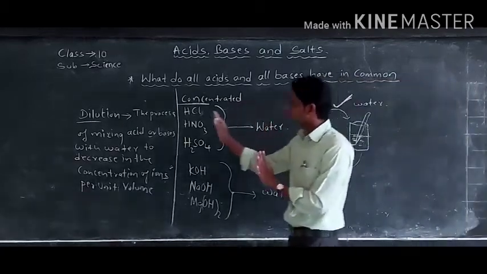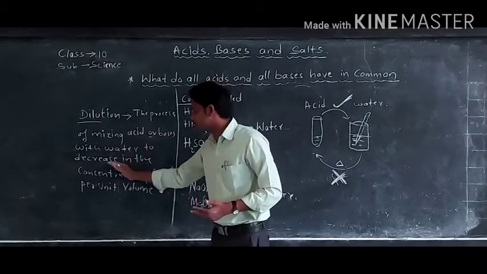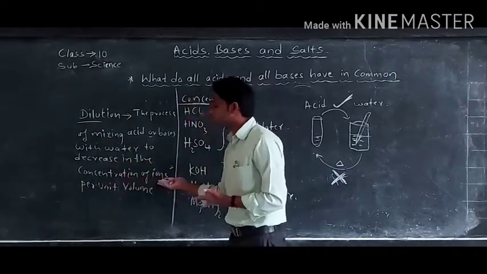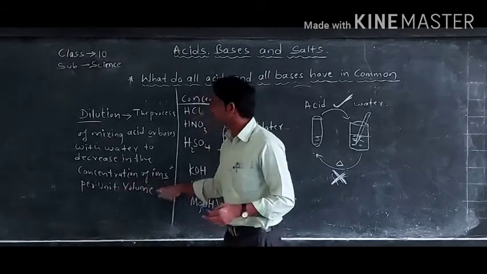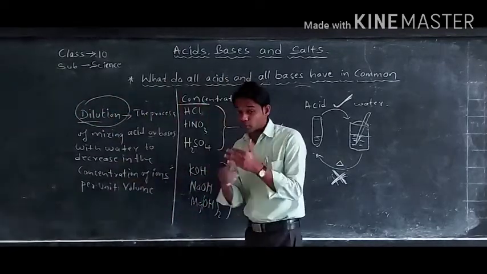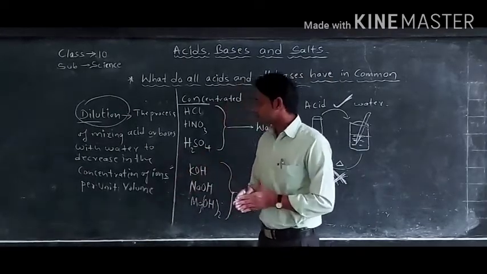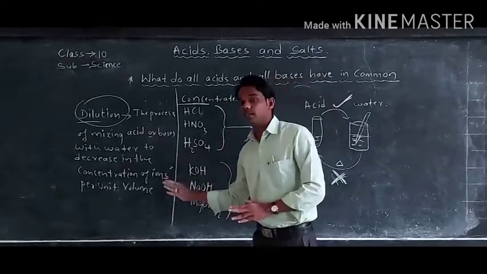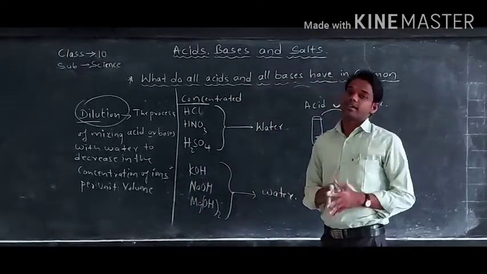Understood? And see this one: dilution. Dilution is the process of mixing acids or bases with water. What happens? There is a decrease in the concentration of ions like hydrogen and OH ions per unit volume. This process is called dilution. Remember, dilution is the process of mixing acids and bases with water to decrease the concentration of hydrogen and OH ions per unit volume. Understood, friends? The remaining section we will study in the next class.